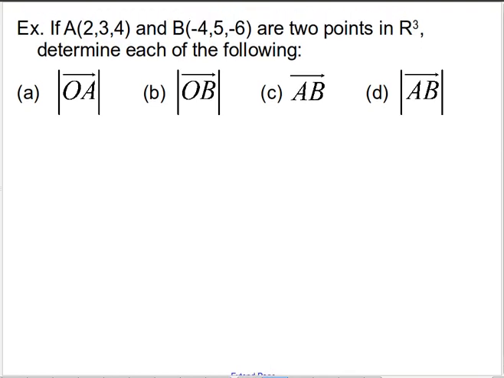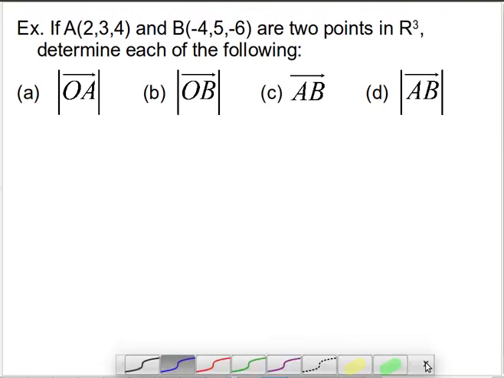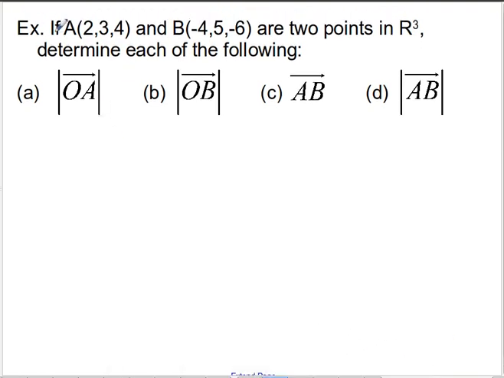Okay, so let's put these to some use, just as an example. Given these 2 points, A is (2, 3, 4) and B is (-4, 5, -6). These are 2 points in R3. Determine each of the following. What is the length from O to A?